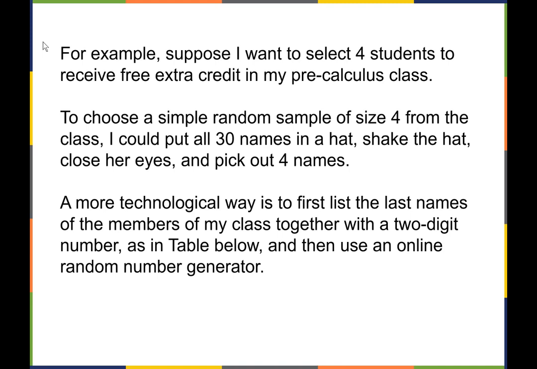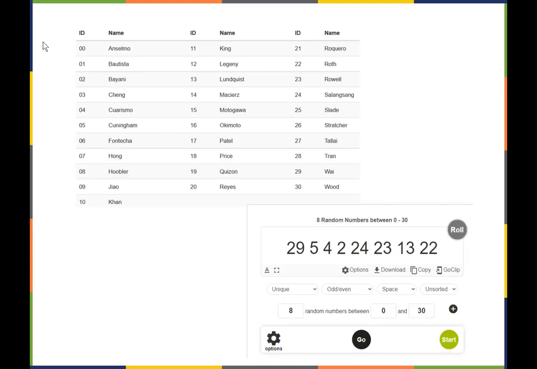If I wanted to do this using a little more technology, I could assign a 2-digit number to each member of the class and use an online random number generator. That would look something like this. These are made up names, okay? Here are the 30 members of the class. And here's a screenshot using an online random number generator. I said to generate 8 random numbers between 0 and 30. Just Google random number generator. It's super easy to use. And I would just use the first 4 random numbers. So 29 would be Way, 5 would be Cunningham, 4 would be Quaresimo, and 2 would be Batista.